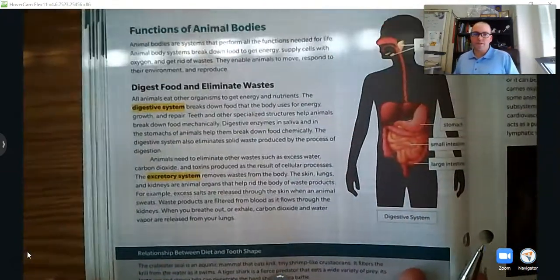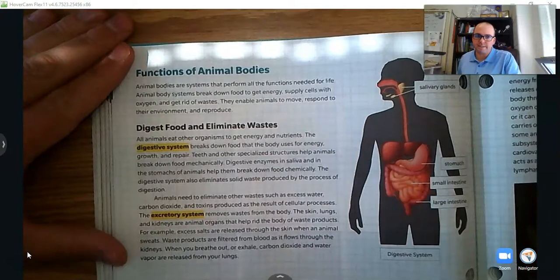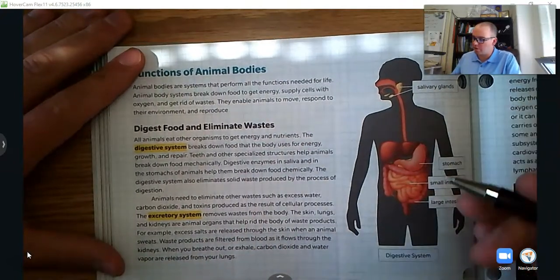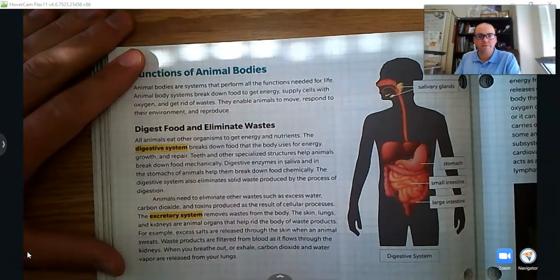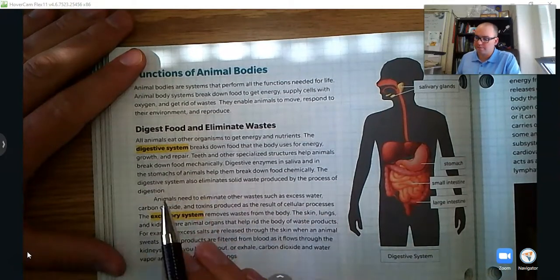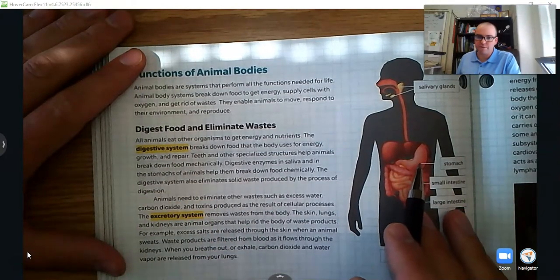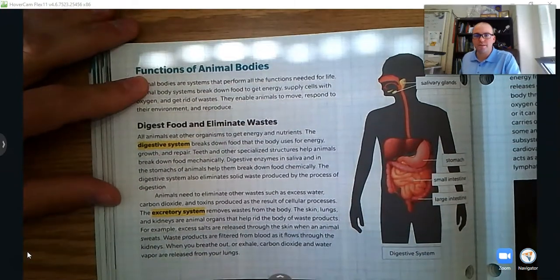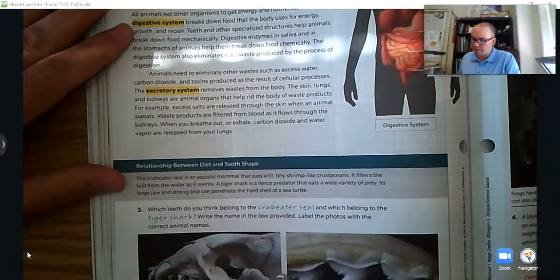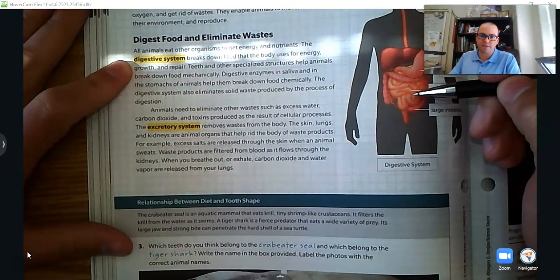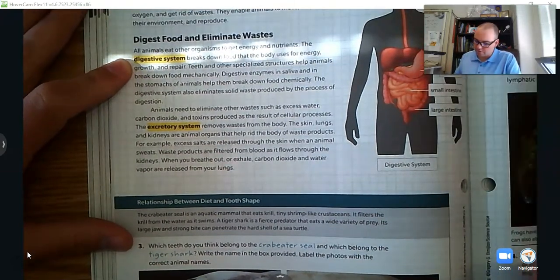If we look at the functions of animal bodies, there are different systems in animals, especially if we look at humans as an example. There are lots of different systems, like the digestive system. The digestive system helps break down food, the nutrients that we eat, and then the excretory system gets rid of the waste that we have. So there are relationships between the digestive system and the excretory system.